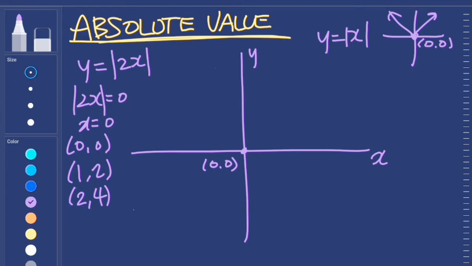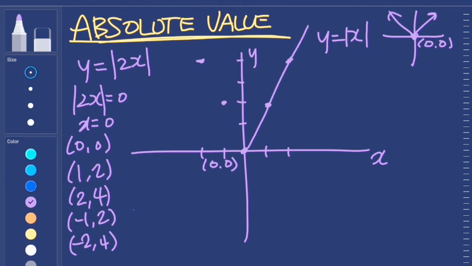And if you were to do 2 other points to the left of the symmetry point, we can plug in negative 1. And if we do that, we're going to have negative 1 times 2, all in absolute value, which would be 2, because negative 2, when it becomes positive, is going to become 2. And if we plug in negative 2 into x, then we're going to have 4, because negative 2 times 2 is negative 4, and everything in absolute value will make it positive, and the answer will be 4. So we're going to plug in the point negative 2, 4. So let's plug in the points 0, 0, 1, 2, 2, 4, negative 1, 2, and lastly, negative 2, 4.